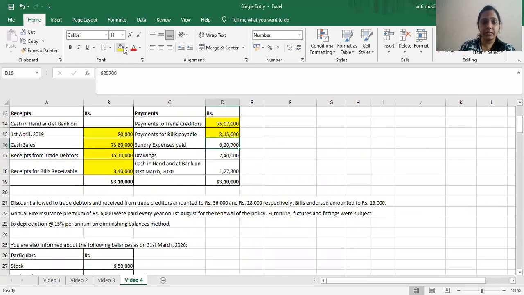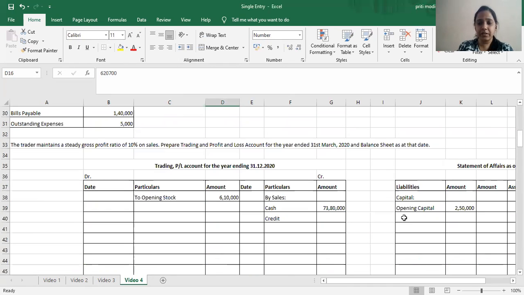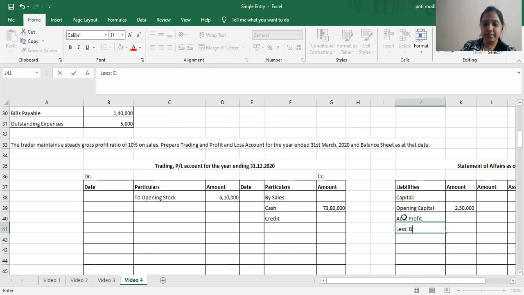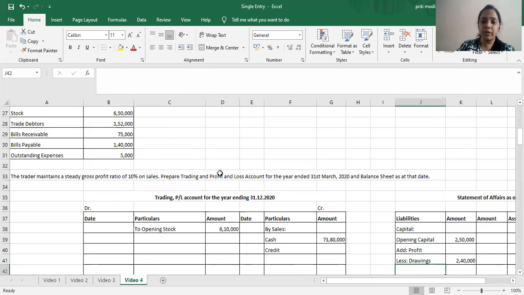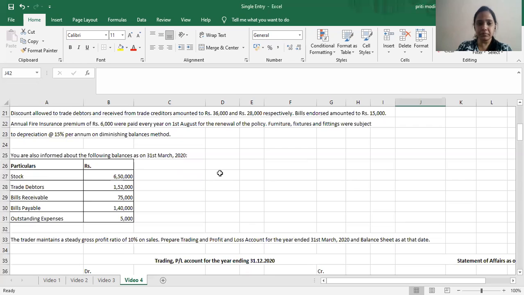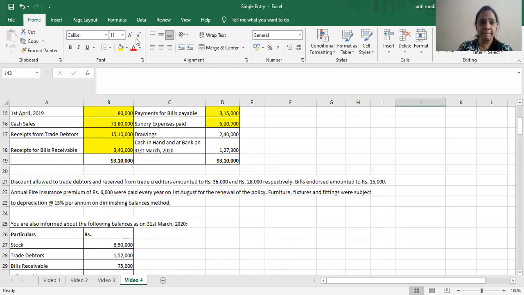Now drawings. Entry is drawings account debit to bank. Going to our balance sheet. Add, we have profit will come later on, less drawings. In the inner column we are writing the drawings figure, that is 2,40,000. Okay, so this is also done.